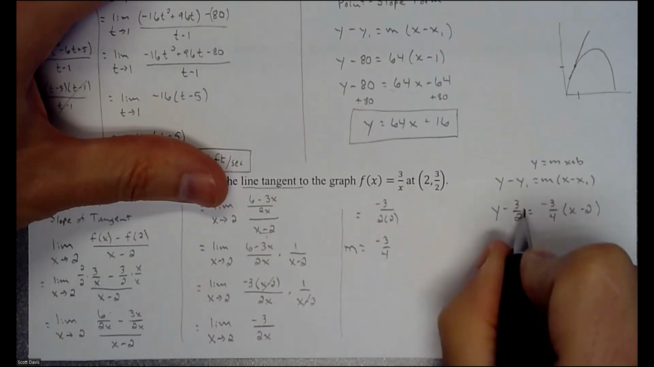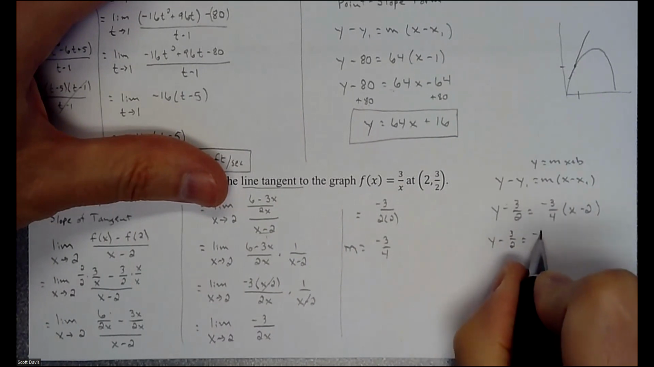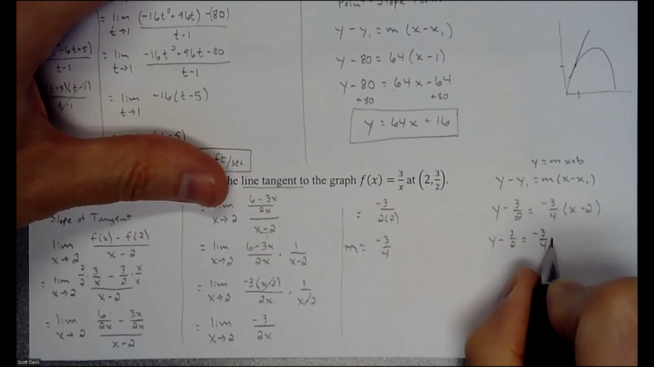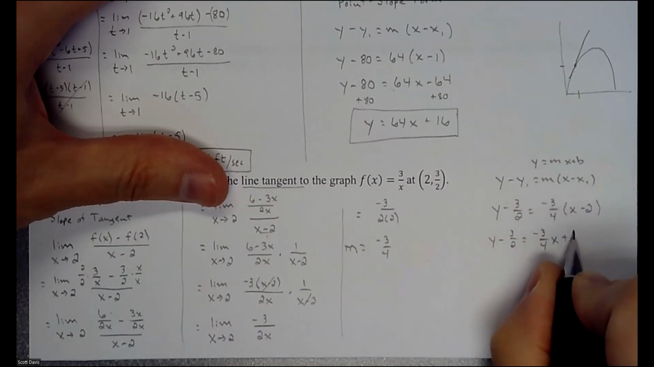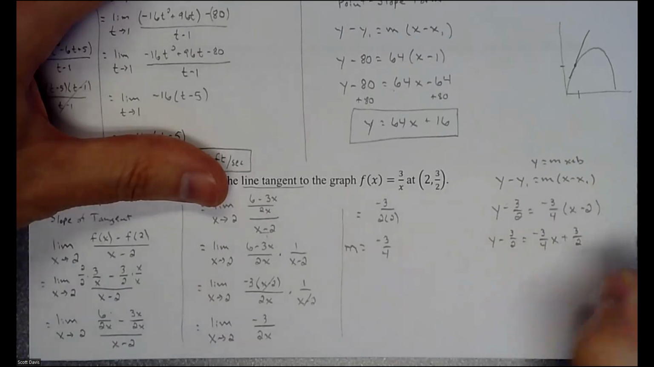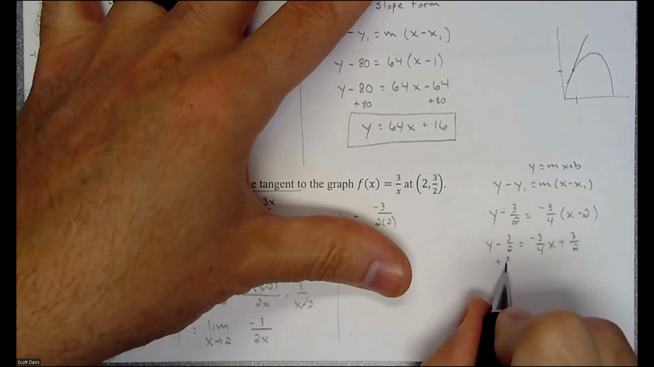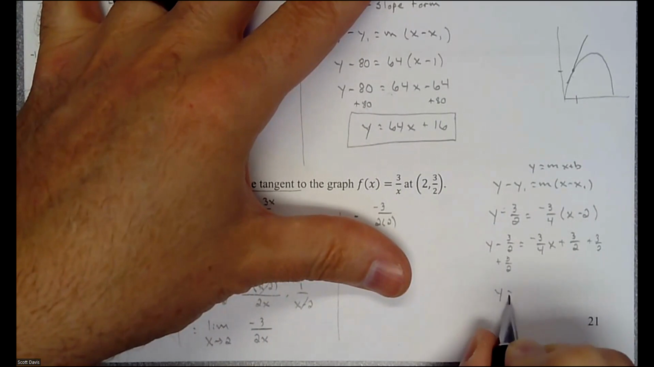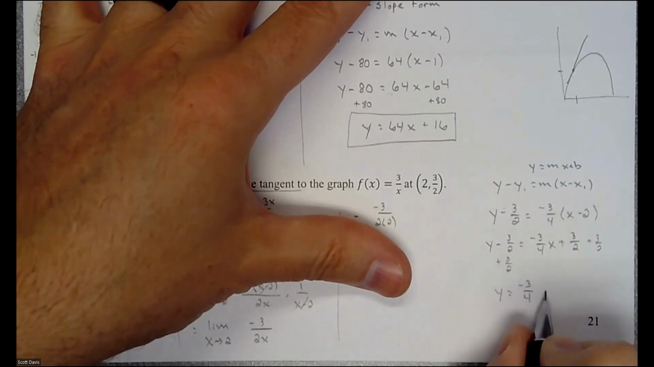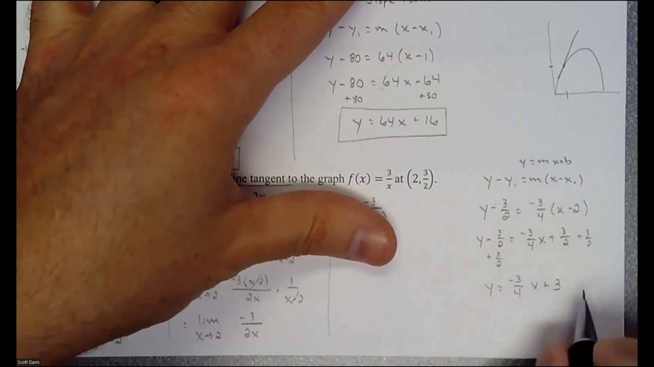And so we'll distribute, and we're going to add that over. So y minus 3/2 equals negative 3/4 x. A negative and a negative are a positive. That would be 6/4, which simplifies to 3/2. And then I'm going to add 3/2 to the 3/2. So that's going to be 6/2. So then our final answer is going to be plus 3.